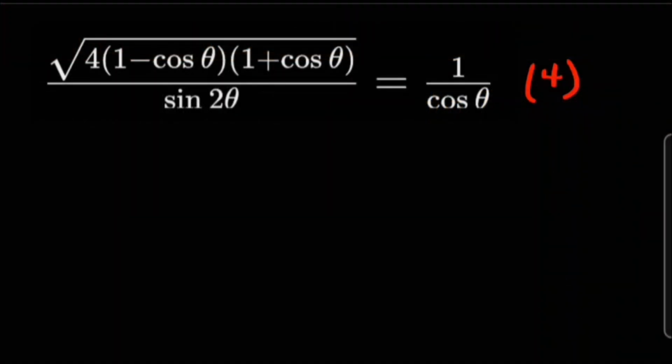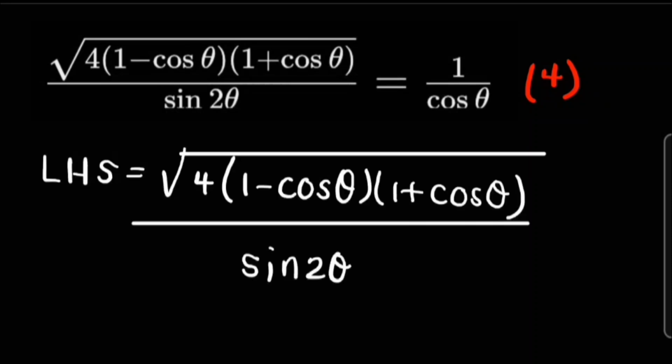We're now into question 3, and on the left hand side we've got a fraction. In the numerator we have the square root of 4 into 1 minus cos theta times 1 plus cos theta. And in the denominator we've got sine 2 theta. And the answer that we're looking to get is what's on the right hand side, which is 1 over cos theta. I'm just going to start off by rewriting the left hand side.